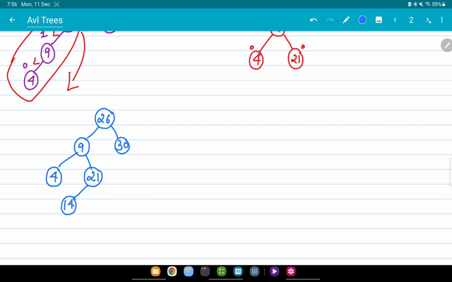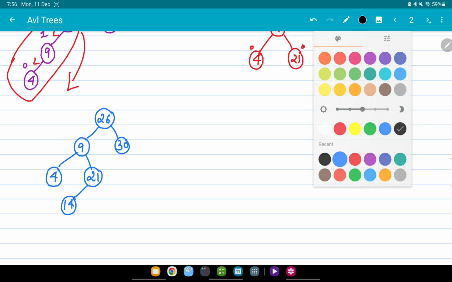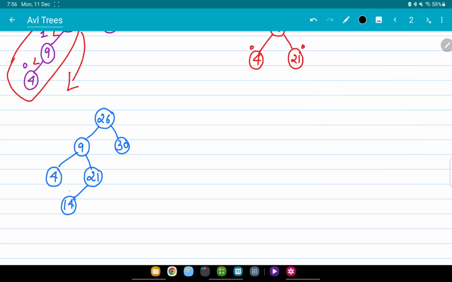So now that we have attached 14, time to check our balance factors. Balance factor for the bottom ones is 0. Balance factor for 21 is 1 on the left side. And then balance factor for 9 is 1 on the left side and 2 onto its right side. So 1 minus 2, which is minus 1.